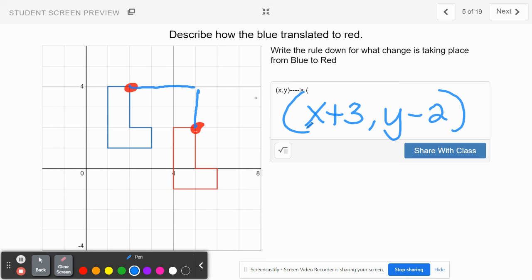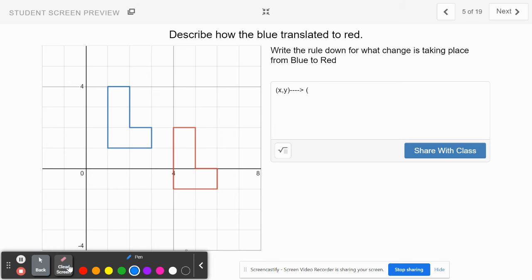Okay. Make sure you know how to do this part. This part's not too difficult. You can handle it. You guys got this.